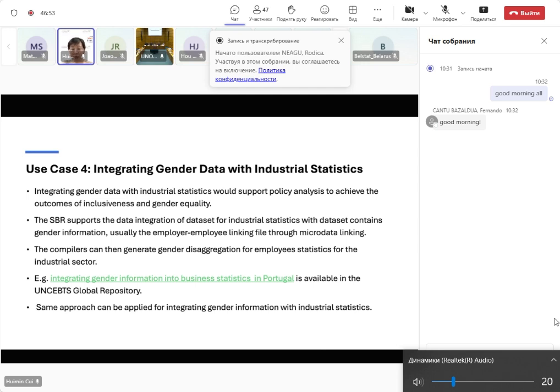Usually, countries maintain employer-employee linked data files where the individual characteristics, including gender, are provided. The compilers then can use SBR to support microdata linkages between businesses as well as individuals to produce gender disaggregations by industry, including industrial statistics. So Portugal has already shared country experiences about integrating gender data with business data to produce gender disaggregation for business statistics. A similar approach can be adopted for industrial statistics.